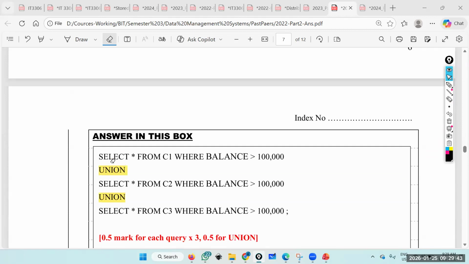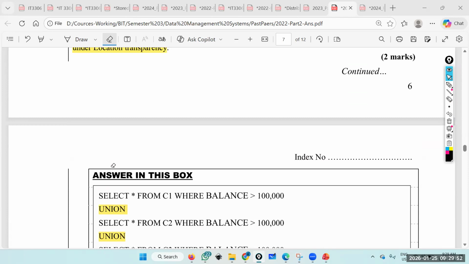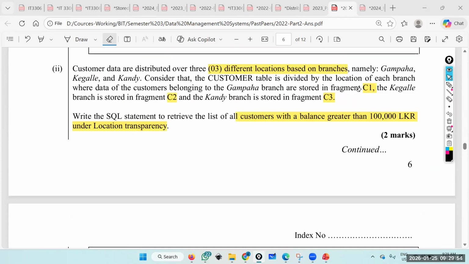Sir, but he still referred to C1, C2, C3. How can it be location transparency? No, I think C1, C2, C3 are the fragments, right? You can see fragment C1, fragment C2, fragment C3. The examiner never referred to them as locations. It's not site C1, site C2, site C3. So therefore, you need to only consider location transparency, not fragment transparency.